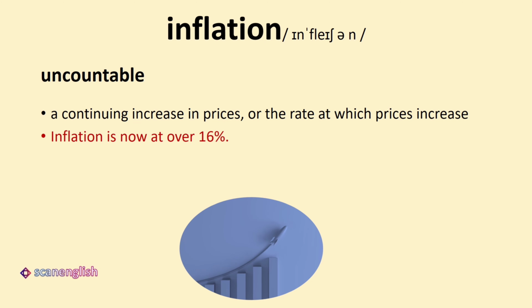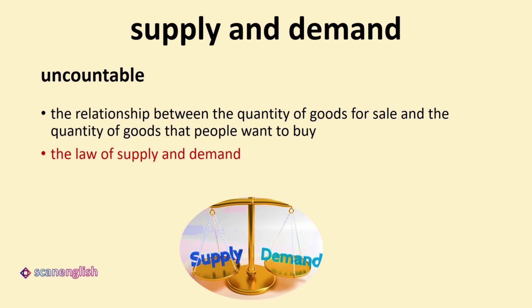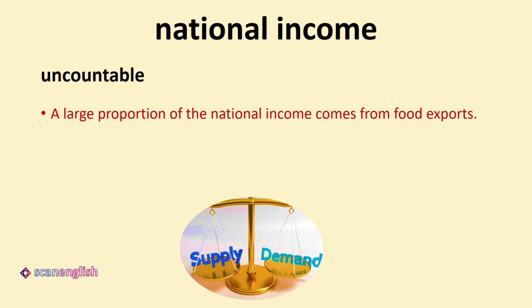Inflation. Uncountable. A continuing increase in prices, or the rate at which prices increase. Inflation is now at over 16%. Supply and demand. Uncountable. The relationship between the quantity of goods for sale and the quantity of goods that people want to buy. The law of supply and demand. National income. It is uncountable. For example, a large proportion of the national income comes from food exports.